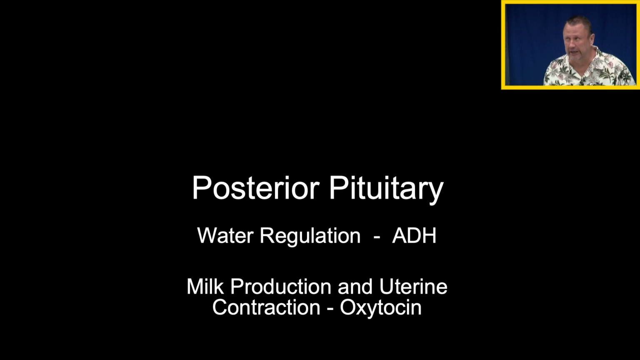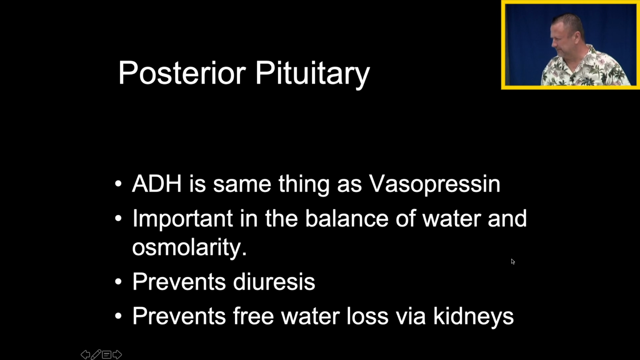If you are in the labor and delivery business, then you need to be aware that the posterior pituitary also makes oxytocin, which is involved in milk production and uterine contraction during birth. You'll hear it called milk letdown. It stimulates the breast to secrete milk for the baby and also stimulates uterine contraction.